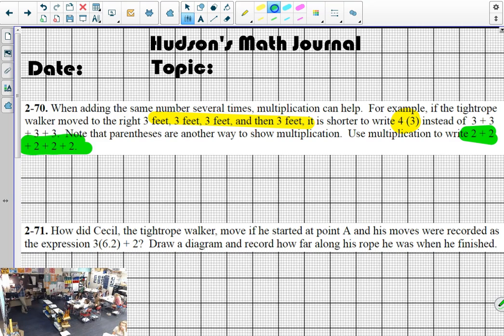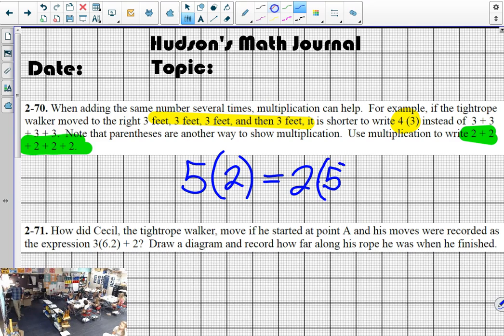They re-represent 3 feet, 3 feet, 3 feet, 3 feet. That's 4 times 3 feet. 4 moves of 3. How do I re-represent 2 plus 2 plus 2 plus 2 plus 2? 5 times 2. 5 moves of 2. Which, if we appropriately match it to that, we can write like that. Or, based on commutative property, we could also say 2 times 5, and that order change doesn't make a difference. This is exactly the same as this.